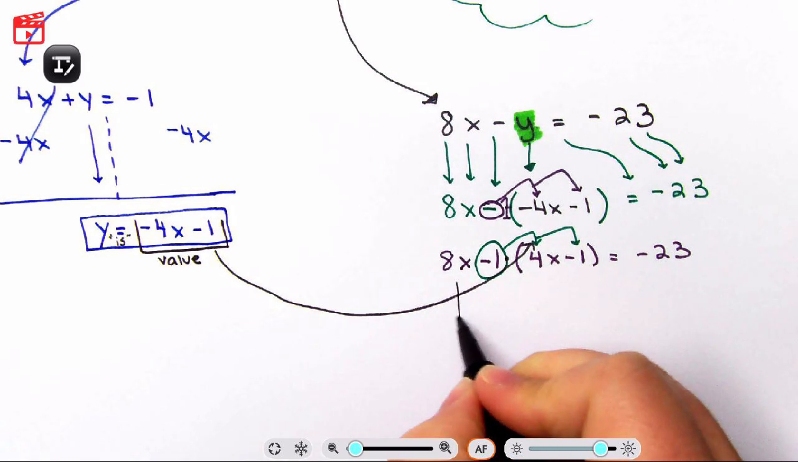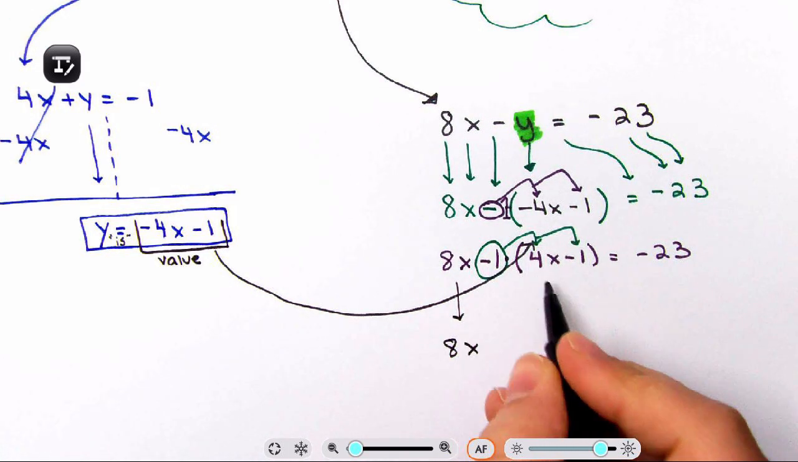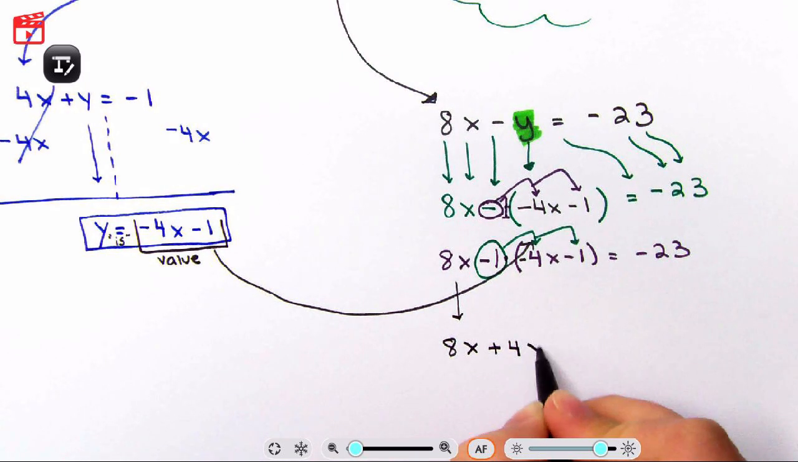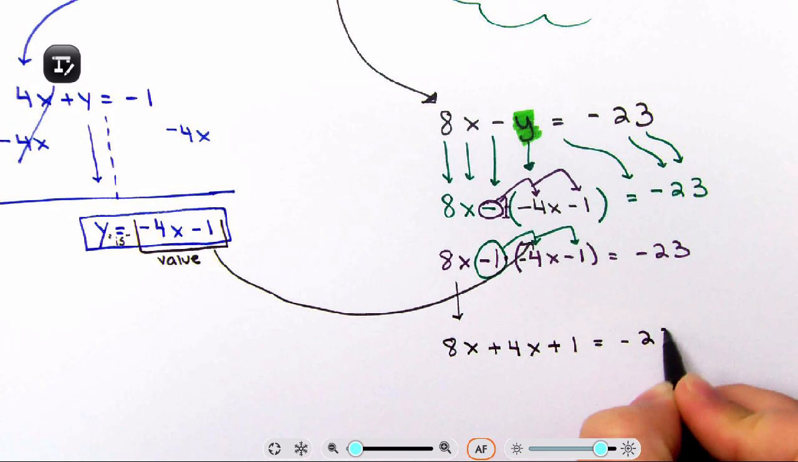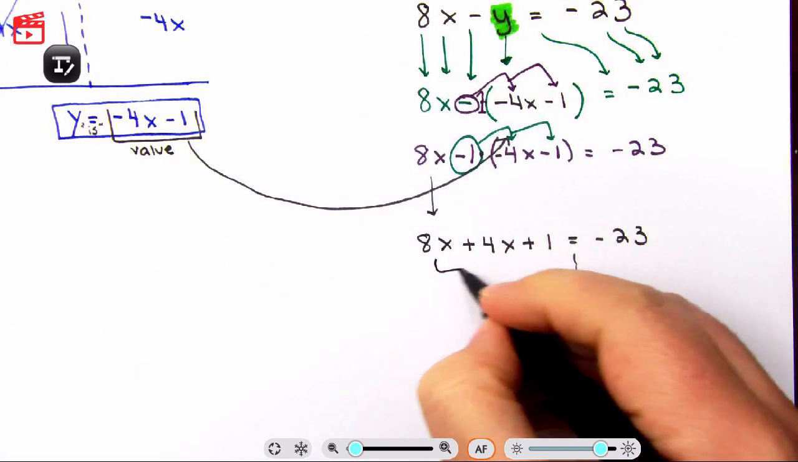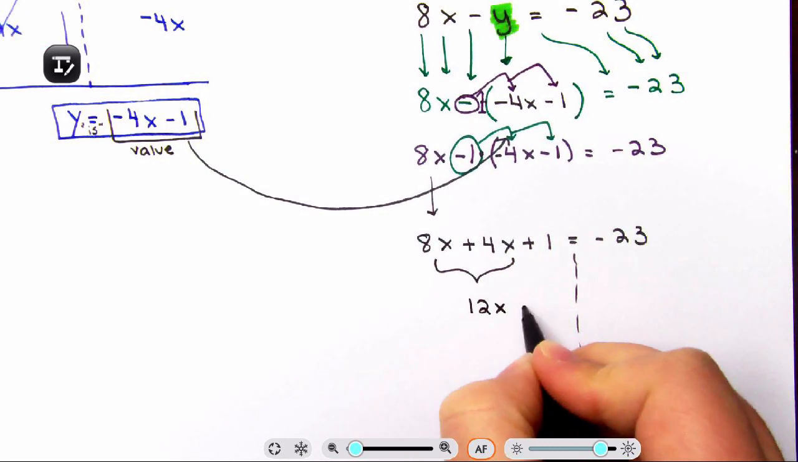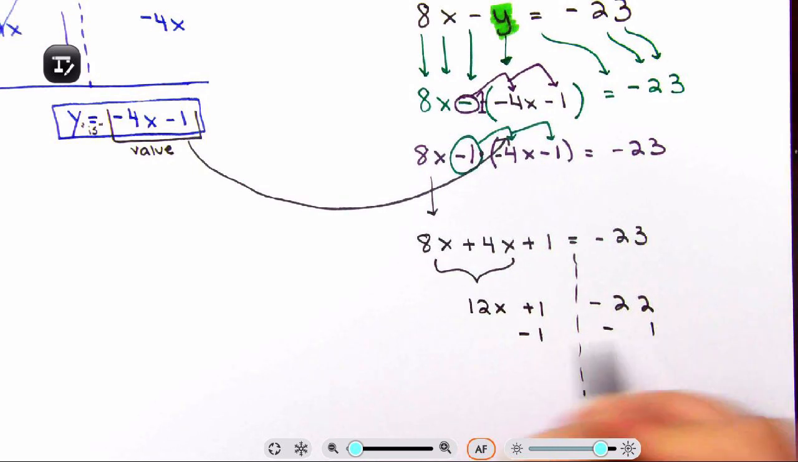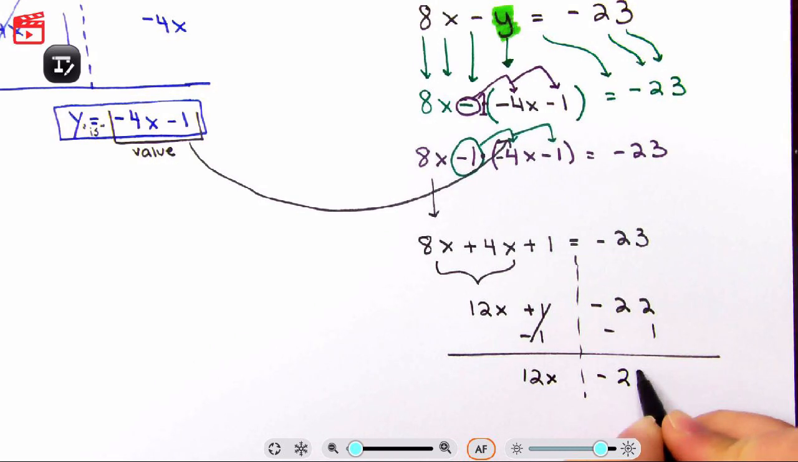So what do I have? Let's move down from our arrows. 8x, now multiplying. -1 times a -4x gives me a positive 4x. -1 times a -1 gives me a positive 1, and that's still equal to -23. Now I'm doing my dotted line because we can now combine like terms and simplify. 8, 9, 10, 11, 12 x's. I still have my plus 1. Here's my -22. I'm going to subtract 1. I have 12x is equal to -20.